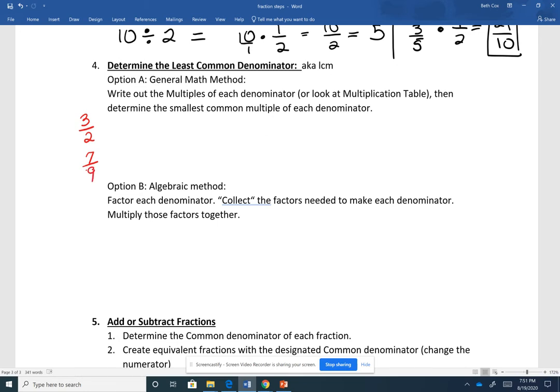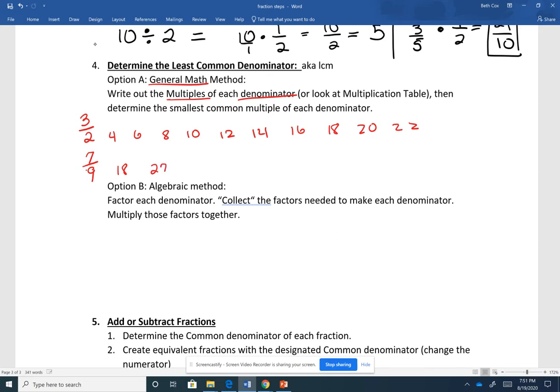Okay, so what you would do is write out the multiples of each denominator, or you could just look at a multiplication table. Please get you a multiplication table. So it's 2 and then multiples: 2, 4, 6, 8, 10, 12, 14, 16, 18, 20, 22. This is the general math method. And then for your second one, you go 9, 18, 27.